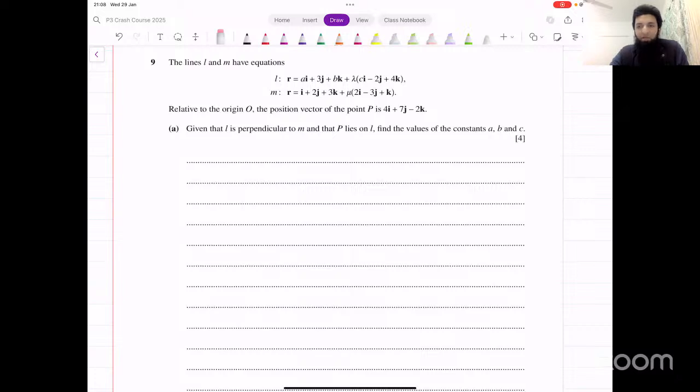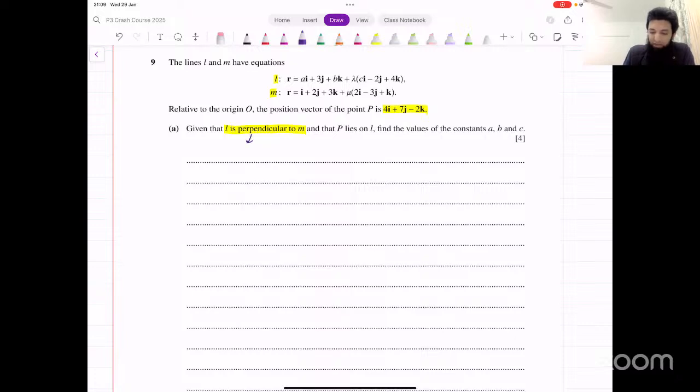Now, what do we understand from the statement? We have the position vector of the point P given. That's one piece of information. And we have equations of two lines. L is perpendicular to M. The two lines are perpendicular. What does that mean? If two lines are perpendicular, the dot product of their direction vectors should equal 0. Okay, that's one thing. Let's use that first, and then we'll look at the rest of it.